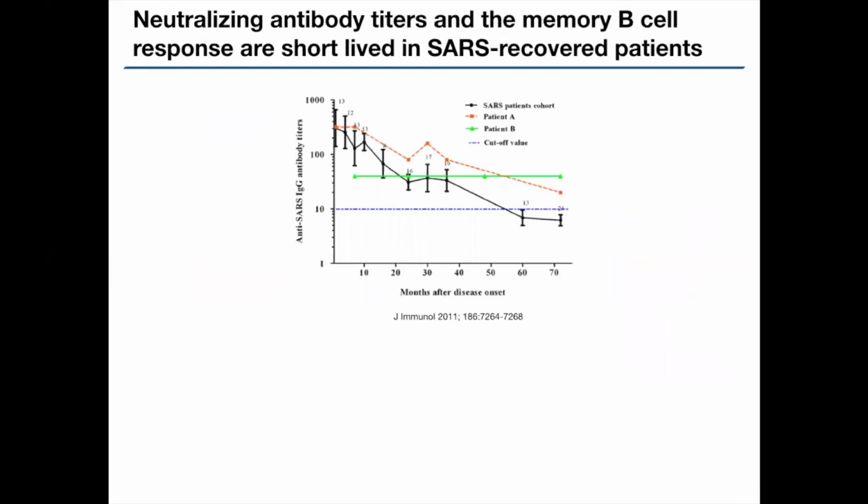Finally, I want to note that it's been shown for SARS and also for the circulating human coronaviruses that neutralizing antibody titers, which are shown on the graph here, and the memory B cell responses, which are not shown here, are both short-lived in SARS recovered patients. The black line here shows a cohort of SARS patients that were monitored for neutralizing antibody. And you can see they do mount a robust neutralizing antibody response.